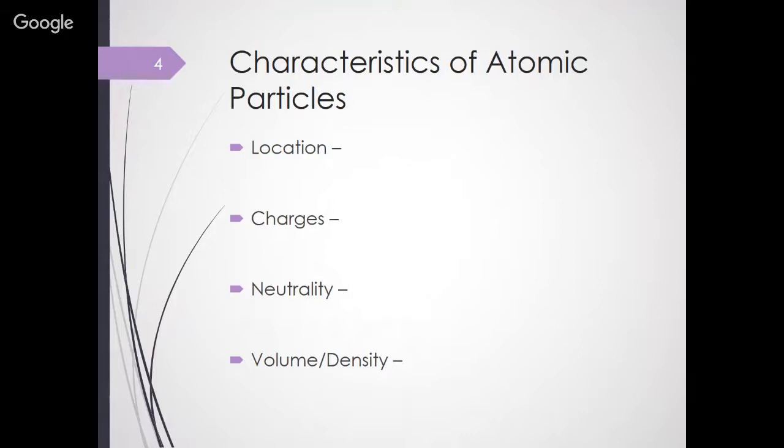If you change the number of protons, you actually change the identity of the atom. So the volume versus the density. Most of the atom is empty space, so the density is found mostly in the center, and the rest of it is just some electrons floating around.